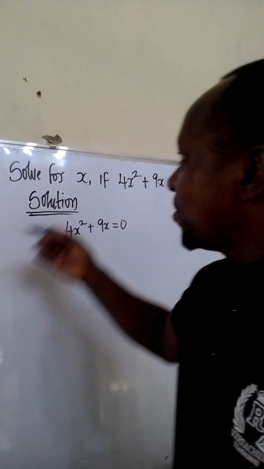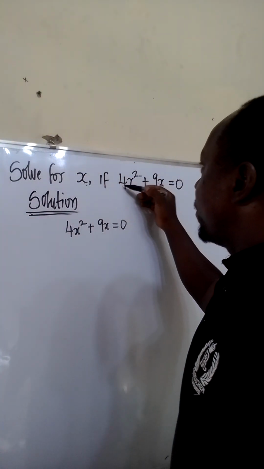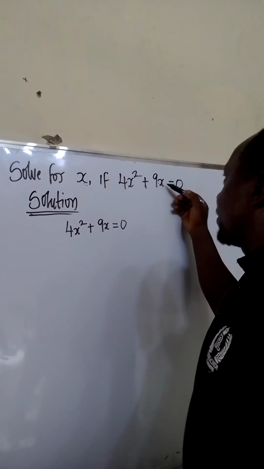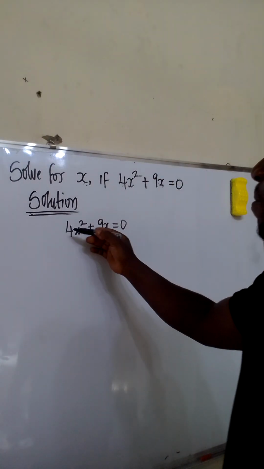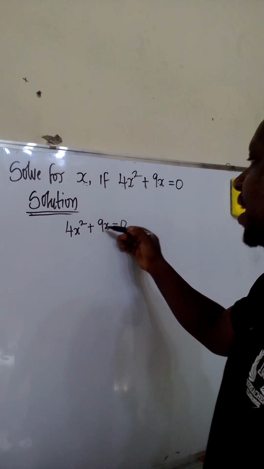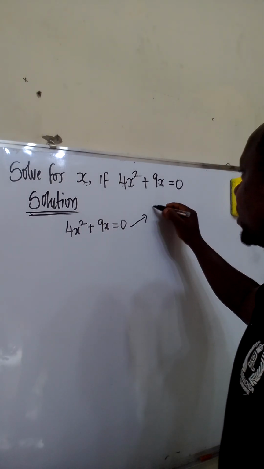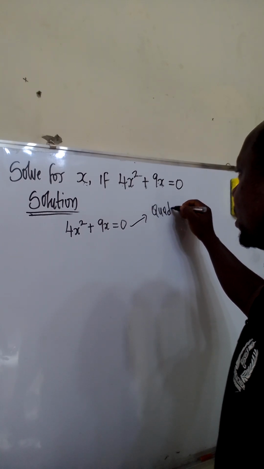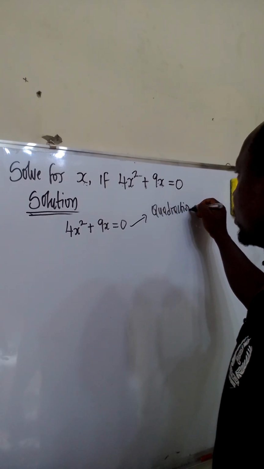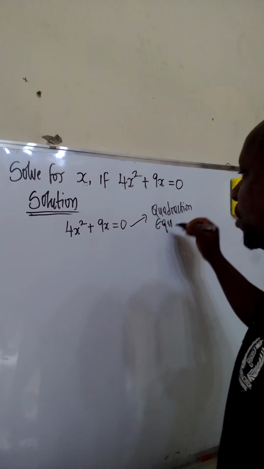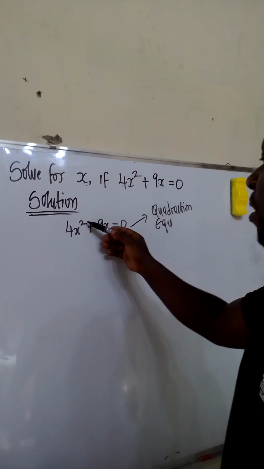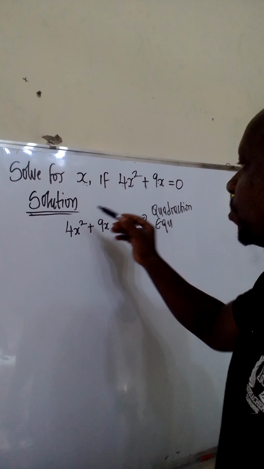Hello, today we are asked to solve for x if 4x squared plus 9x is equal to 0. This equation is a quadratic equation because the highest power of our variable x is 2.